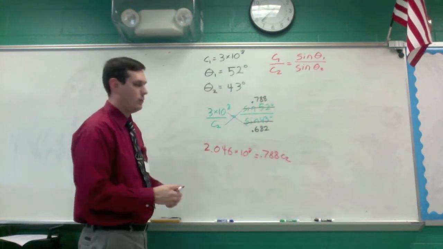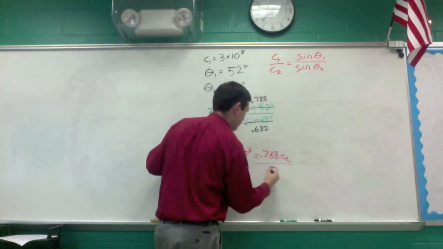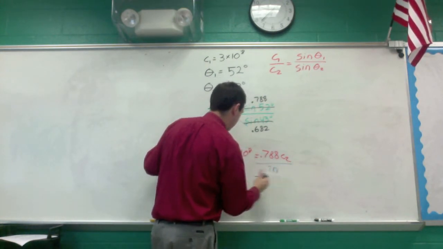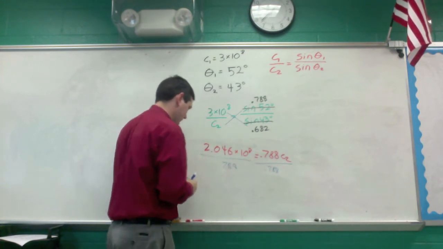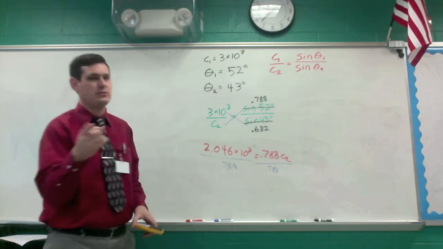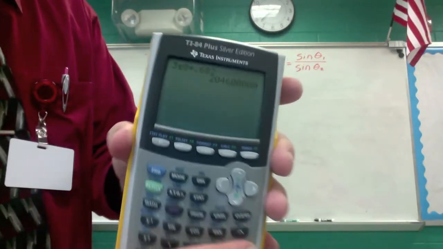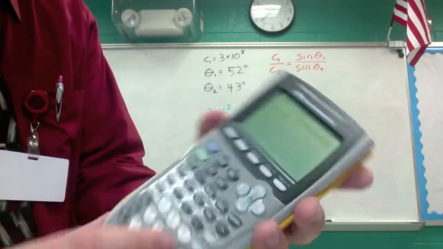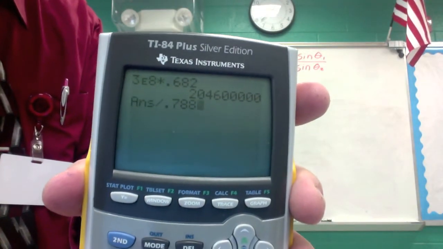Well, we're only one step away. All we got to do is divide by 0.788 on both sides to get C2. Now watch what I do on the calculator though. You see how I didn't erase that yet? So all I got to do is take that number. I don't have to retype it in. I just put divided by 0.788. Okay, and that's going to give me that number.